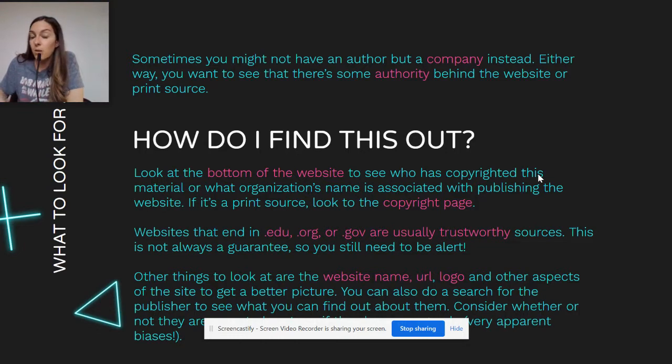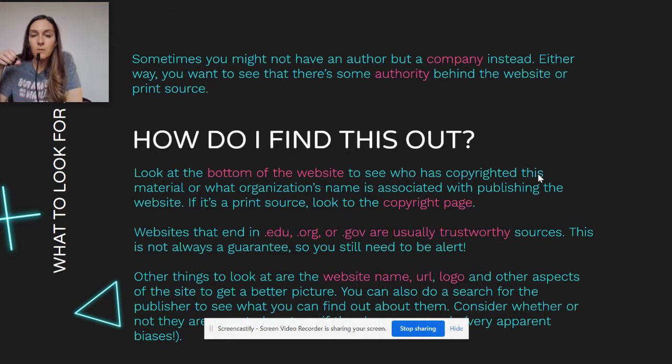To find this out, you look at the bottom of a website and you see who has copyrighted the material. At the very bottom, it might say, whatever company, copyright 2020. That is the name of the company, and that's what you want to look into. So you can do further research, you can do Googling, you can read their About Them page.